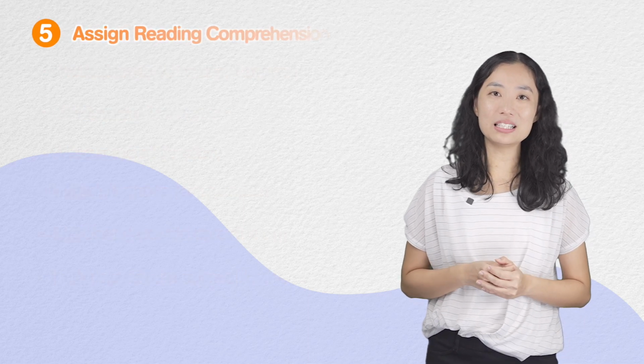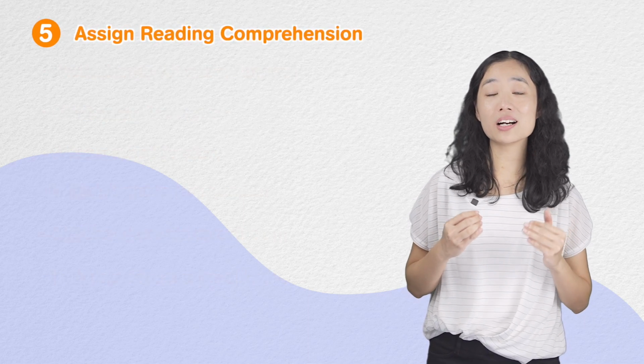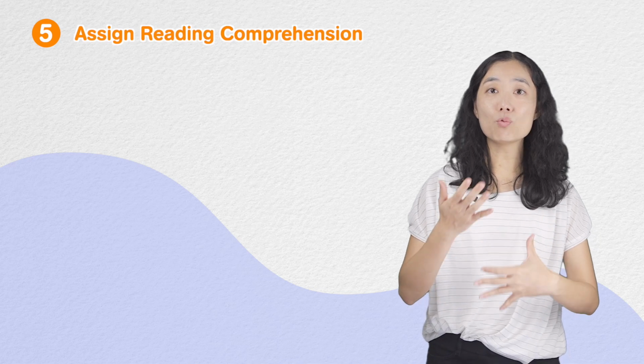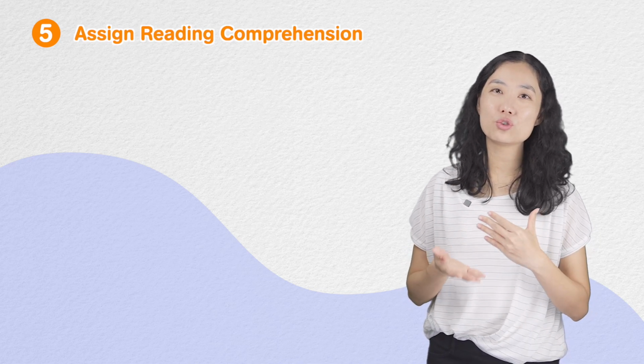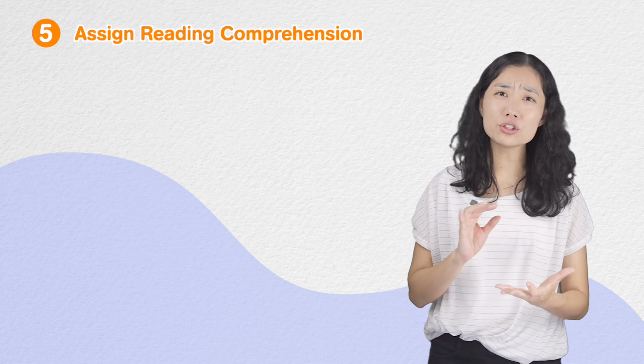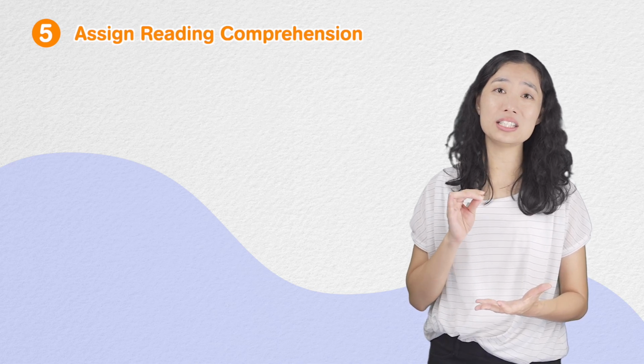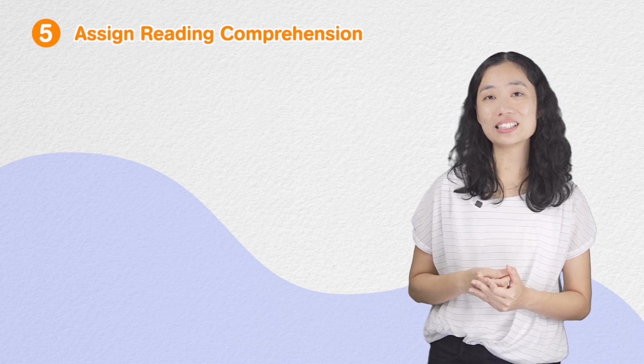The final step in TPRS is doing a reading comprehension. Now this can come right after the lesson where you give them a script that contains a similar story with the vocabulary you want to teach them and have them do a reading exercise.